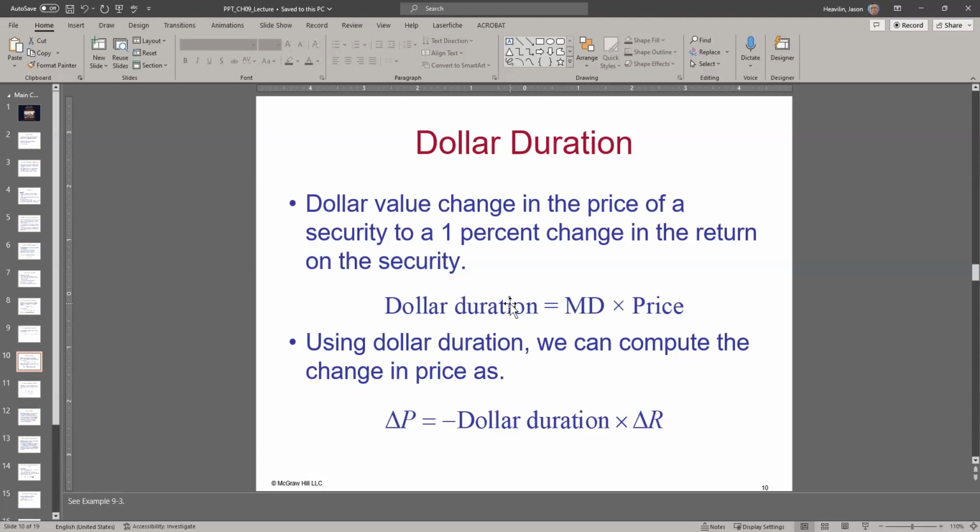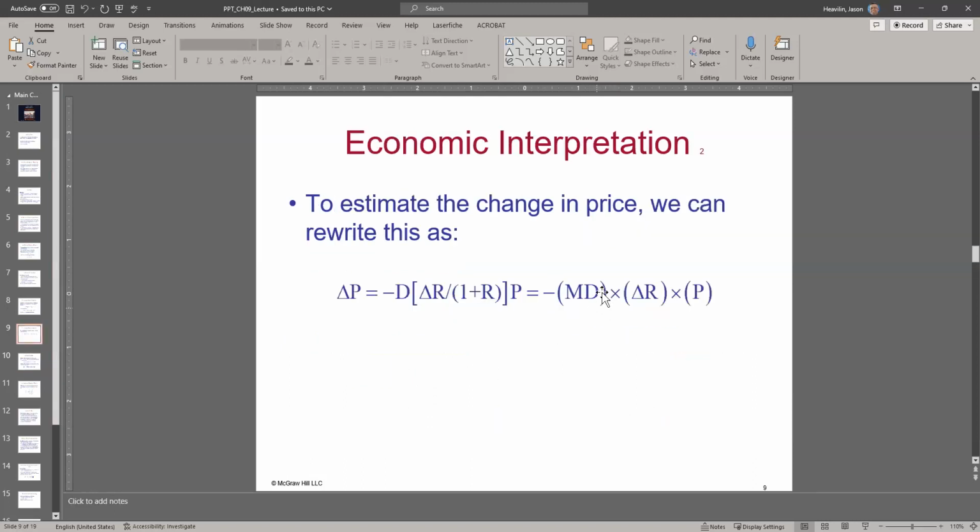And if you have the dollar duration and you still want the change in price, then you can just do negative of the dollar duration times the change in rate. So these are just different terms of vocabulary. Now notice, let's go back here. Here you had modified duration times change in rate times price.